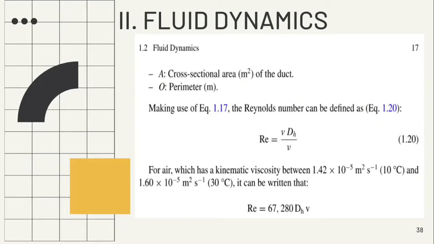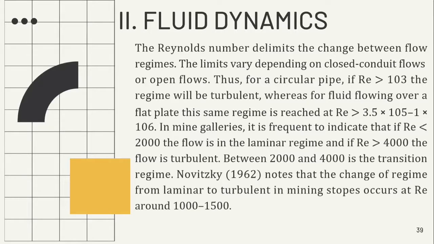A: cross-sectional area, in square meters, of the duct. O: perimeter. Making use of equation 1.17, the Reynolds number can be defined as Re = ρ·d_H·v/μ. For air, kinematic viscosity is between 1.42 × 10^-5 m² s^-1 (10 Celsius) and 1.60 × 10^-5 m² s^-1 (30 Celsius). It can be written that Re = 67,280 d_H v.